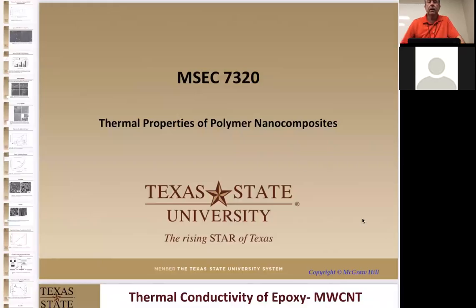Okay, we're going to continue with thermal properties. The first one we did was talking about most of the stuff that was in the book. I'm going to finish out what's in the book, but I'm going to add kind of a review article that summarizes all the things we talked about that were in the Koo book. Okay, so we're going to continue on with that.